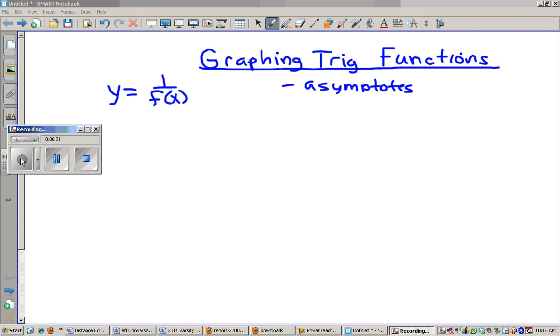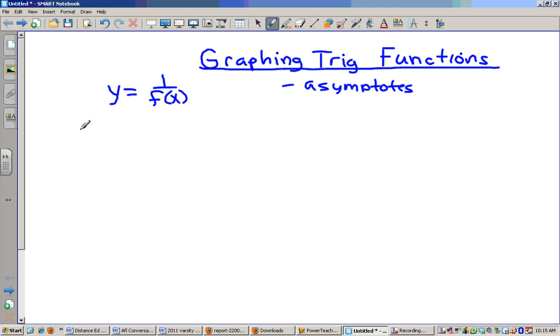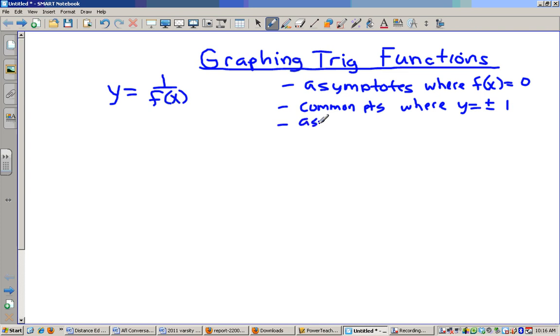Last time we learned how to draw the reciprocal function, 1 over f of x, and we learned that we need to draw asymptotes where f of x was equal to 0, right? We learned that we needed to draw common points where y equals plus or minus 1, and then we learned to draw asymptotic behavior, which meant that the lines were usually going to infinity or negative infinity, right? Okay, so you remember that from last time. That was 1 over f of x.